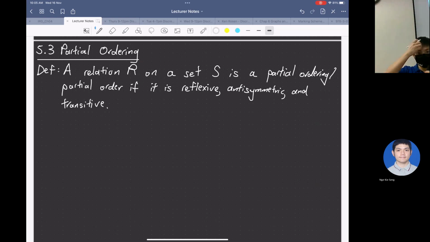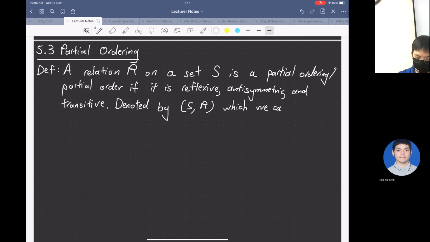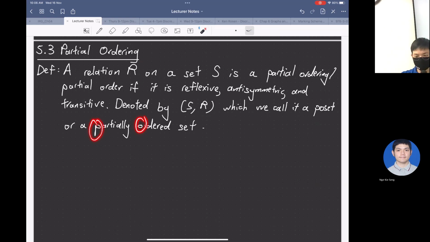We will denote it by (X, R), which we call a poset, or a partially ordered set. This P and O together become poset, partially ordered set.